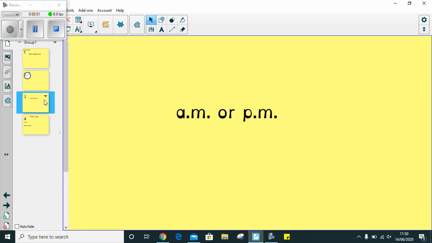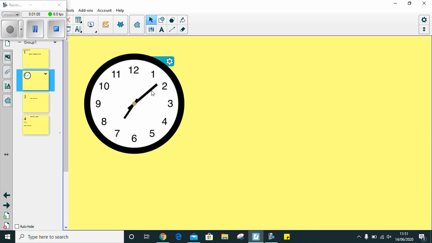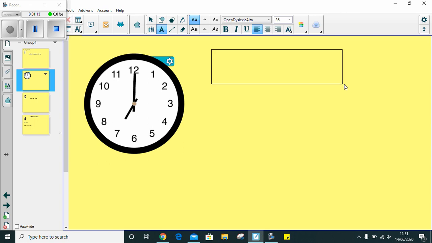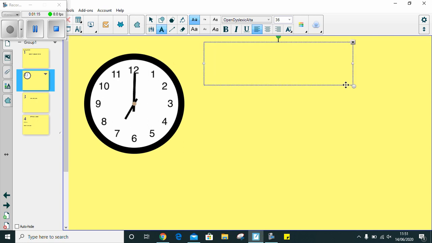Today, we're going to have a look at AM or PM. Now, AM is in the morning and PM is in the afternoon, so after 12 o'clock. And we're going to look at converting times from AM to PM. So if we were strictly looking at the morning, when I'm looking at here, 7 o'clock, I would put 7 AM, just like that.